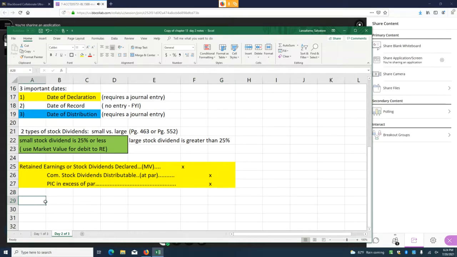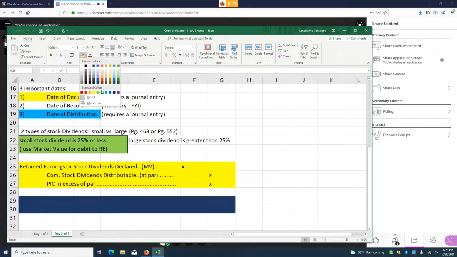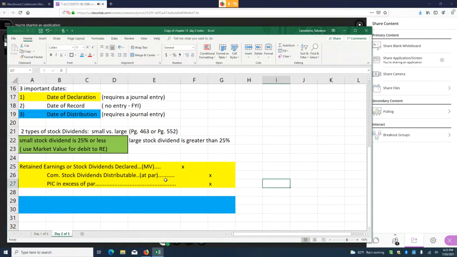On the date of distribution, you're going to use my little terminology, let's get rid of the bull. And right now the bull is a credit, and the only way to get rid of something is to do the opposite of what's there, just like a closing. So you're going to debit your common stock dividends distributable. And again, remember this is at par.